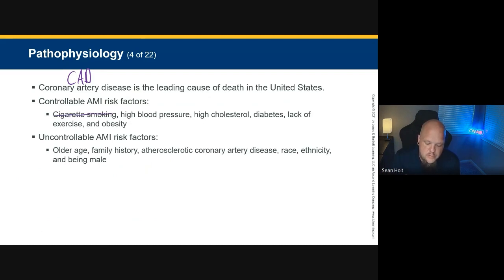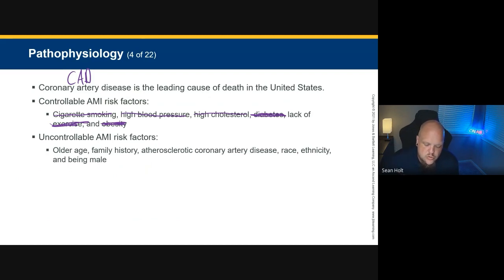Stop smoking. Control high blood pressure. Control high cholesterol. Work on your diabetes if you're a diabetic. Exercise more and try to lose weight if you are overweight. That's me, right?